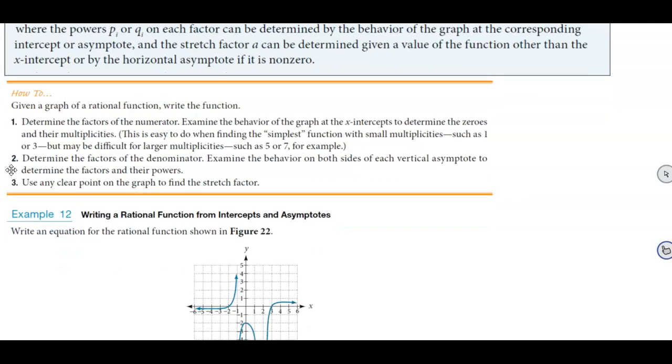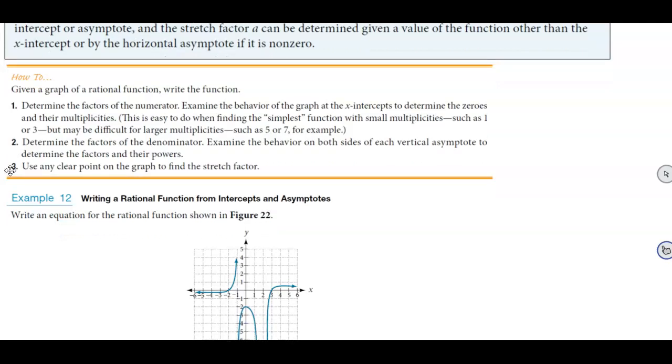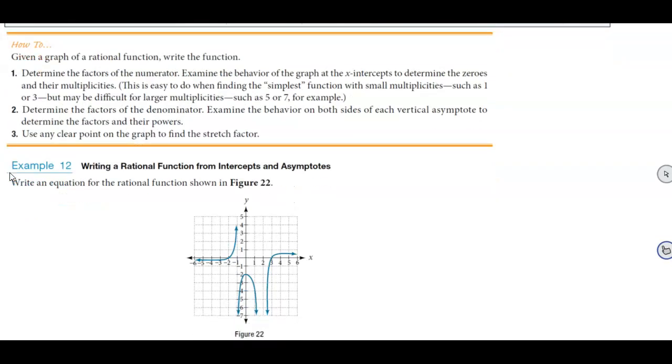Step 2, we're going to determine the factors of the denominator. We're going to examine the behavior on both sides of each vertical asymptote to determine the factors and their powers. And number 3, we're going to use any clear point on the graph to find the stretch factor.